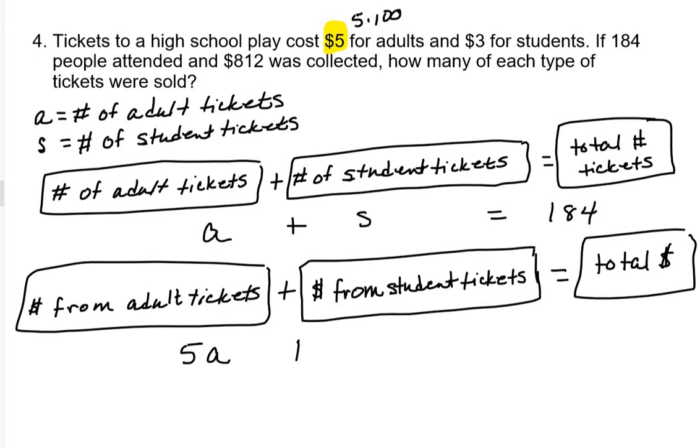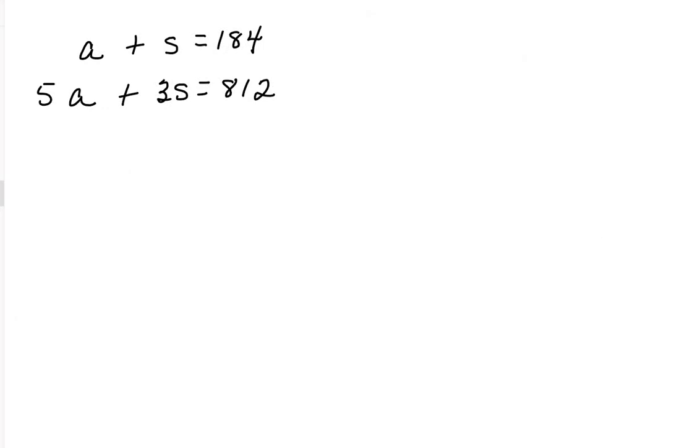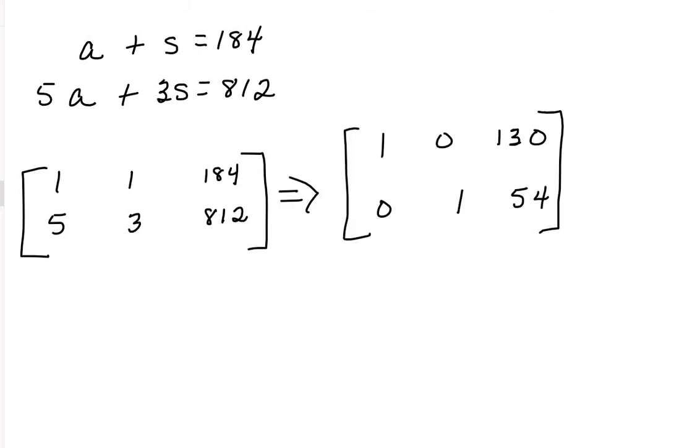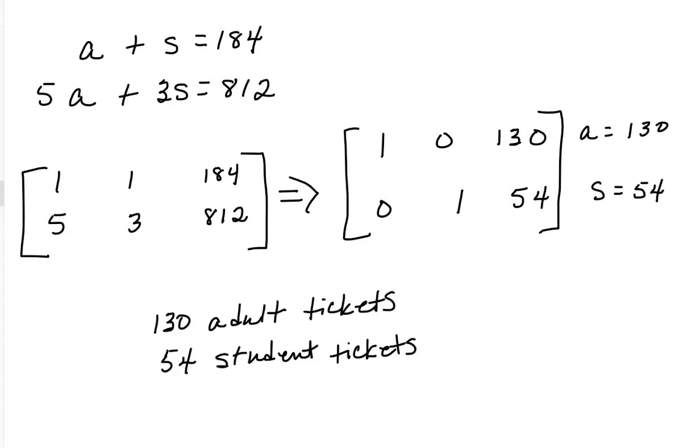Similar thing for student tickets. Student tickets were $3 a piece, so 3 times the number of student tickets is going to give me the amount of money from those sales. And then I know that altogether there was $812 brought in. Okay, there are my 2 equations. Now I'm going to set up a matrix and solve that matrix. So I get A to be 130, S is 54. So there's 130 adult tickets sold and 54 student tickets sold.